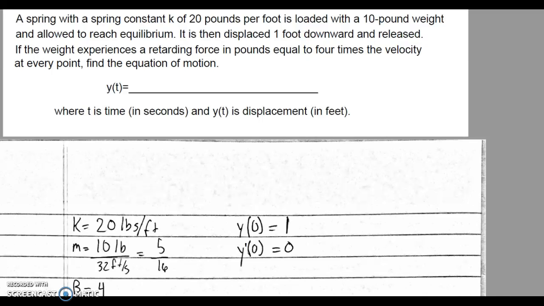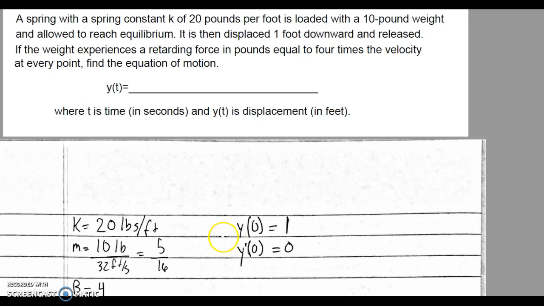Finding our k, our m, and our beta, so we can then set up our linear differential equation. So our k is given to us right in the beginning of the problem, a k of 20 pounds per foot. Our m is equal to force over acceleration due to gravity, so in this case our force of 10 pounds over 32 feet per second gives us an m of 5/16. And finally our beta is equal to 4 times the velocity, so our beta is equal to 4.